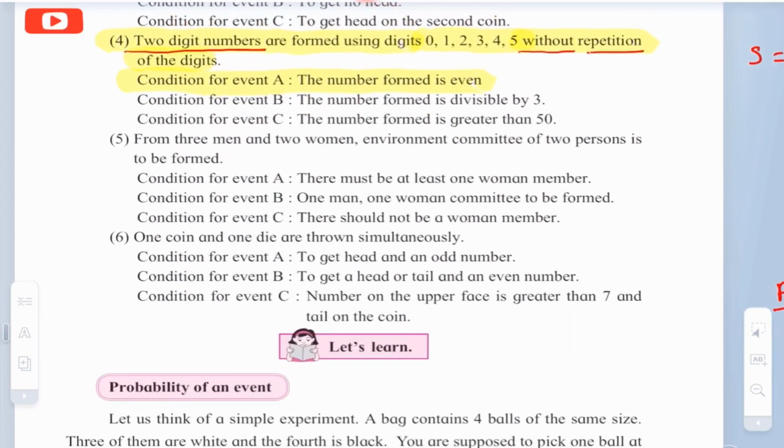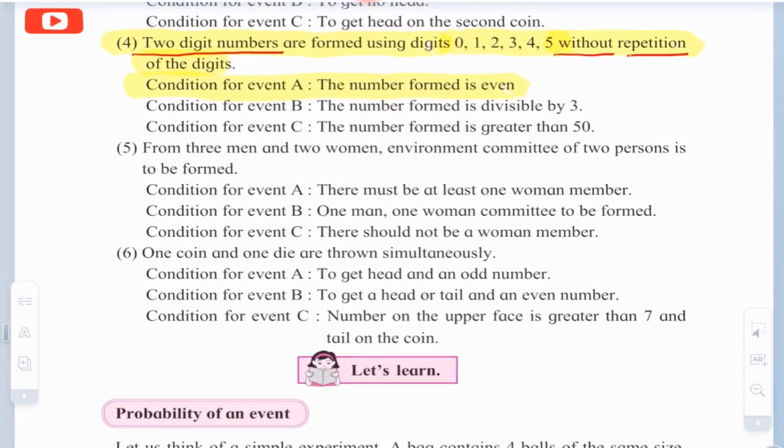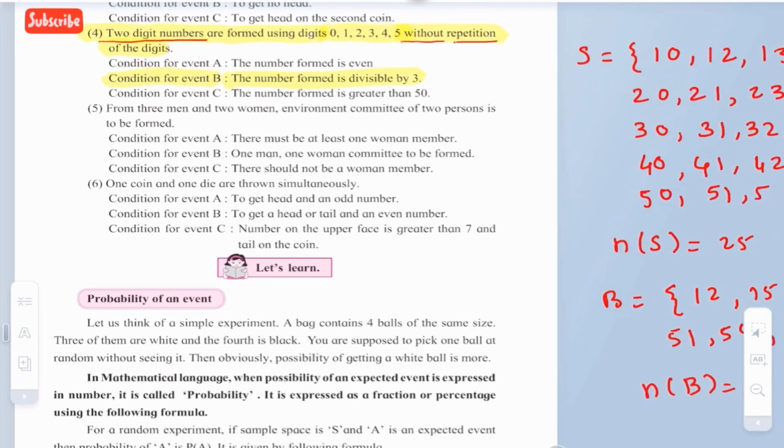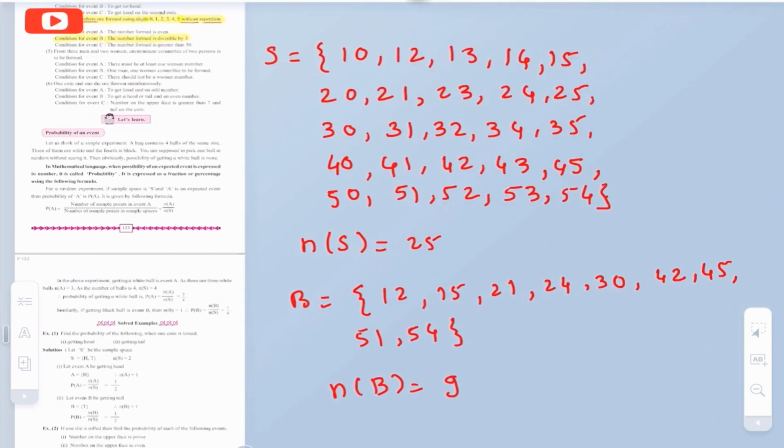Now let us go to subpart B. For event B is the number formed is divisible by 3. So in S, which are the numbers which are divisible by 3? Now if you remember, the number will be divisible by 3 if the addition of the two digits comes in the table of 3. That is just a hint. But which are the numbers in S now which are divisible by 3?